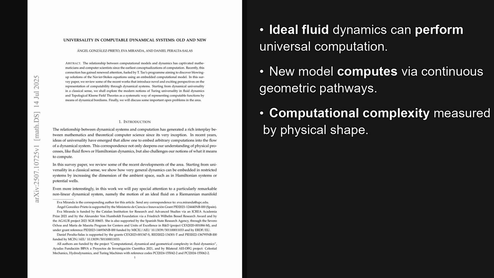So, what's the big takeaway from all this? Well, the research draws a fascinating connection between the abstract world of computation and the physical world of dynamics. The most profound insight is that a universal computer, a machine capable of any computation, can actually be realized within the flow of a perfect fluid. And by using these geometric pathways we discussed, we can begin to measure computational complexity not just in steps or memory, but in the very shape and structure of the physical system itself.